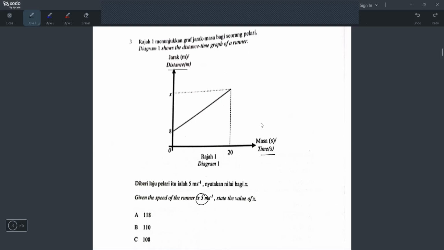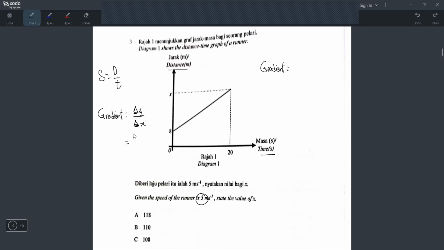So this is a distance time graph. How do you find speed from a distance time graph? You use gradient, right? Why can you use gradient to find speed? Because the formula for speed is distance over time. Okay, and the formula for gradient is what? You take the difference in y-axis divide by the difference in x. In Bahasa Melayu, beza y bahagi beza x, right? So the difference in y divide difference in x.